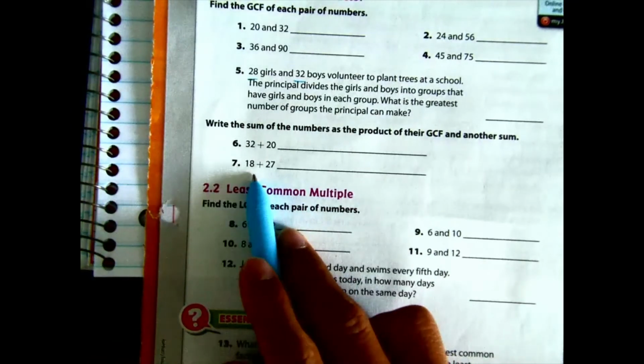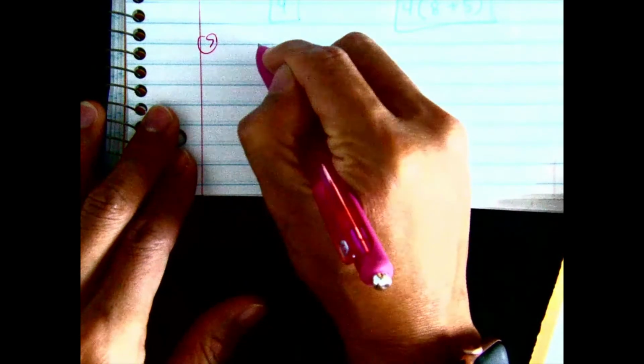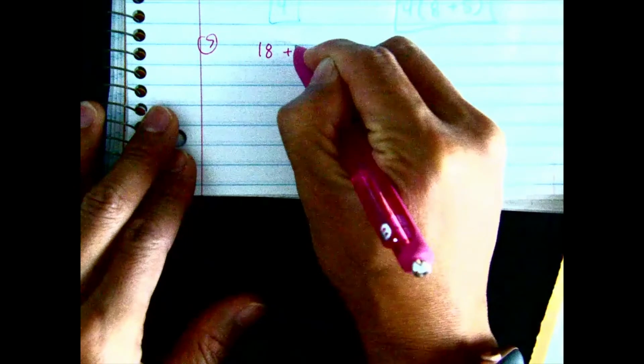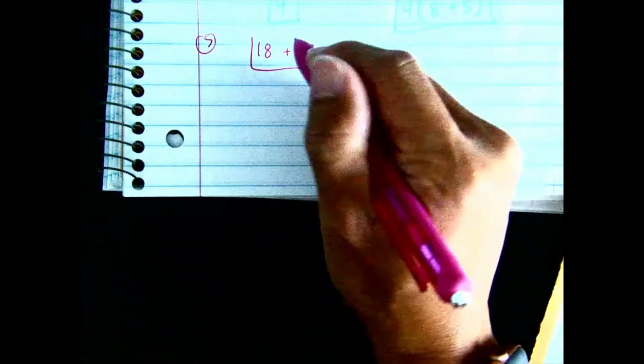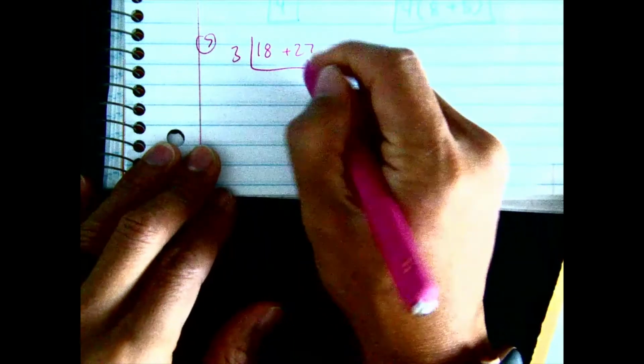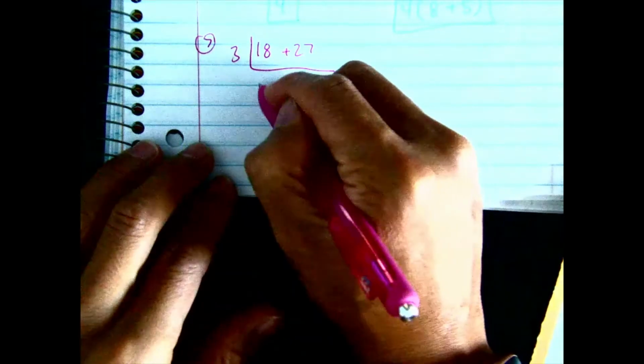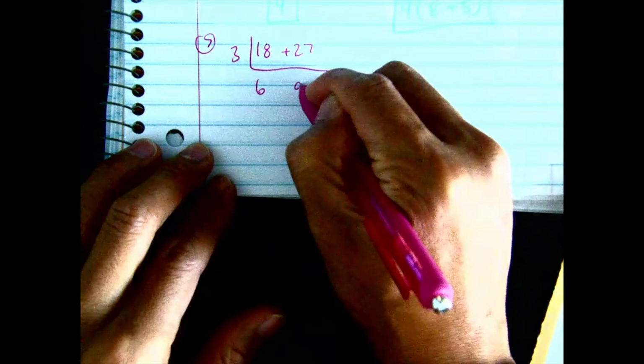7 asks us to do 18 plus 27. So let's do 18 plus 27. Number 7, 18 plus 27, and they want us to find the GCF. Well, 2 doesn't work because they're not both even, but 3 works. Pull out a 3. 3 goes into 18 how many times? It goes into 18 6 times. 3 goes into 27 9 times.